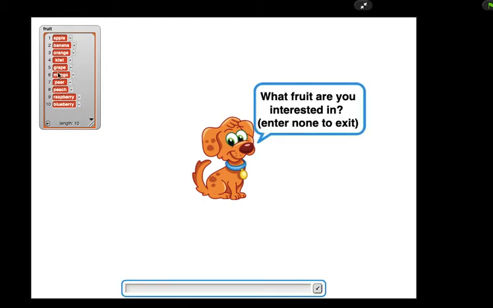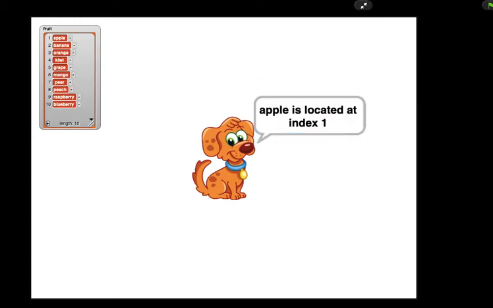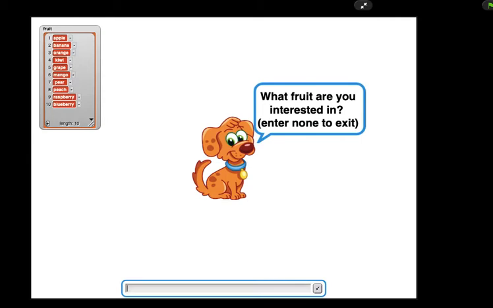And you can check over here, grape is indeed at index number 5. So get that working. I could type apple. That should be at index number 1, and that's correct.